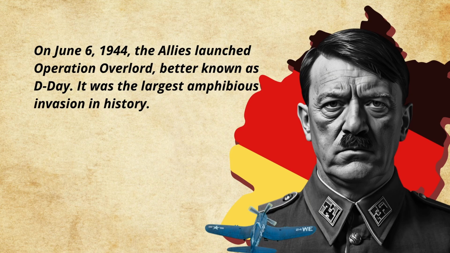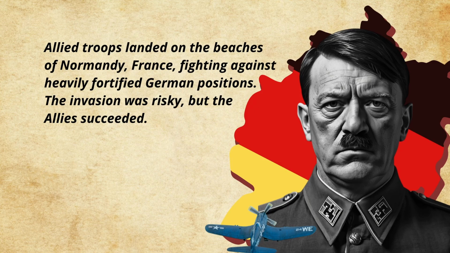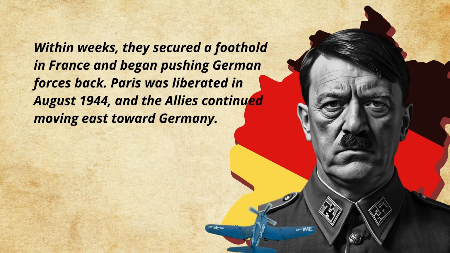On June 6, 1944, the Allies launched Operation Overlord, better known as D-Day. It was the largest amphibious invasion in history. Allied troops landed on the beaches of Normandy, France, fighting against heavily fortified German positions. The invasion was risky, but the Allies succeeded. Within weeks, they secured a foothold in France and began pushing German forces back. Paris was liberated in August 1944, and the Allies continued moving east toward Germany.